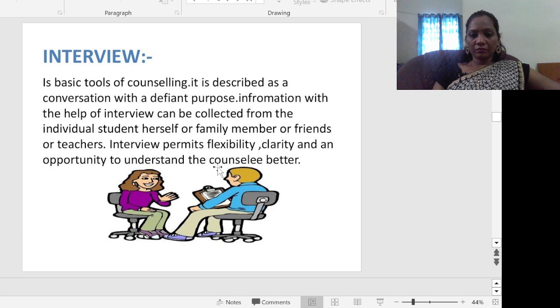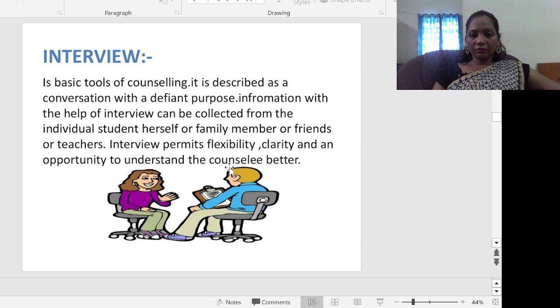Interview is used most of the time between the doctor and the patient. The patient gives complete information to the doctor, so the doctor can decide what kind of counseling is required. That's why an interview permits flexibility. Flexibility means they can discuss anything and any information can be shared. So clarity will be there, and there is an opportunity to understand the counselee individually. That's the importance of the interview method.